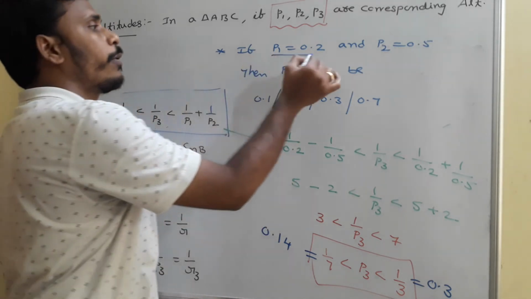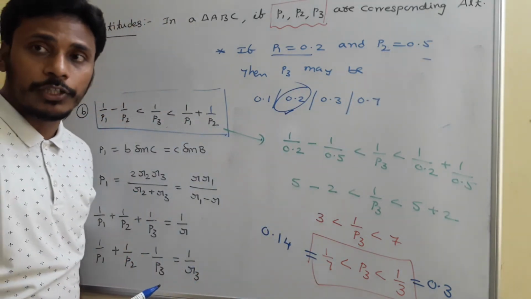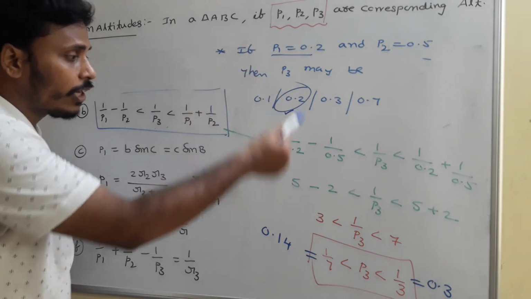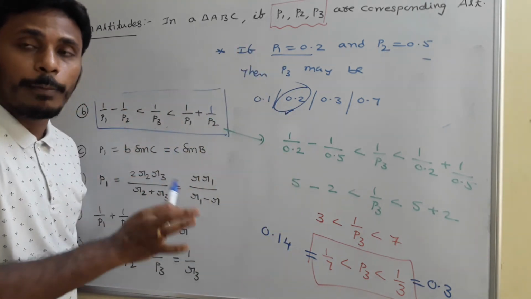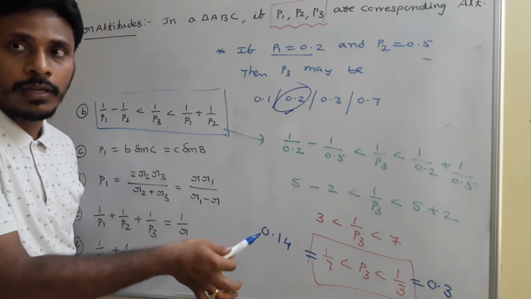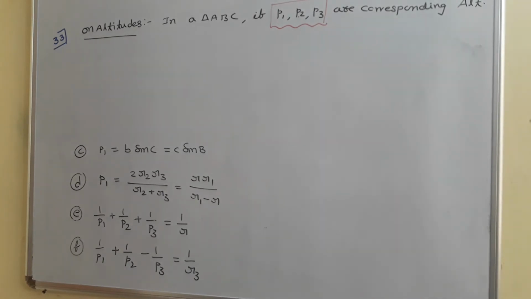So if P1 and P2, two altitudes of the triangle are given, then they ask us to find the third altitude. In that case, we need to proceed in this manner by using this inequality. Okay, there ends B bit and its example. Have a look. Just think about it. The C bit is actually an easy task.